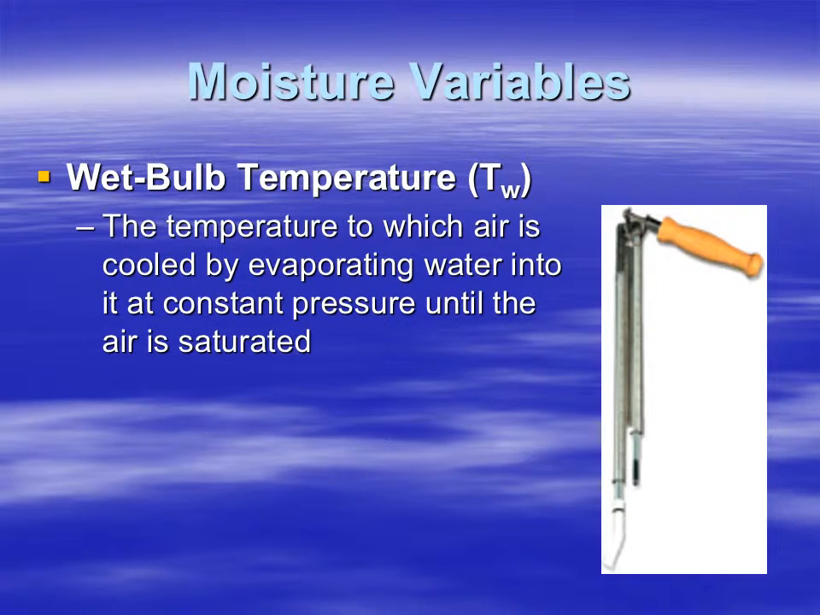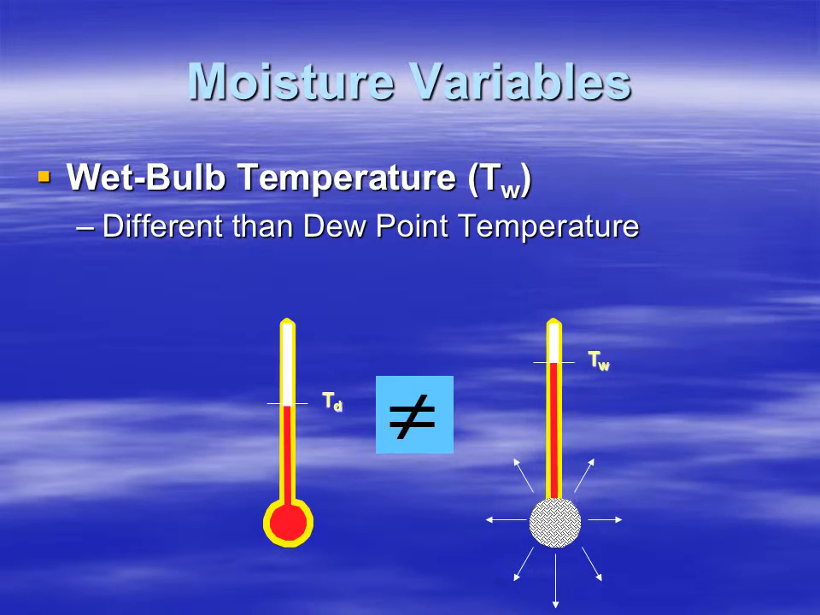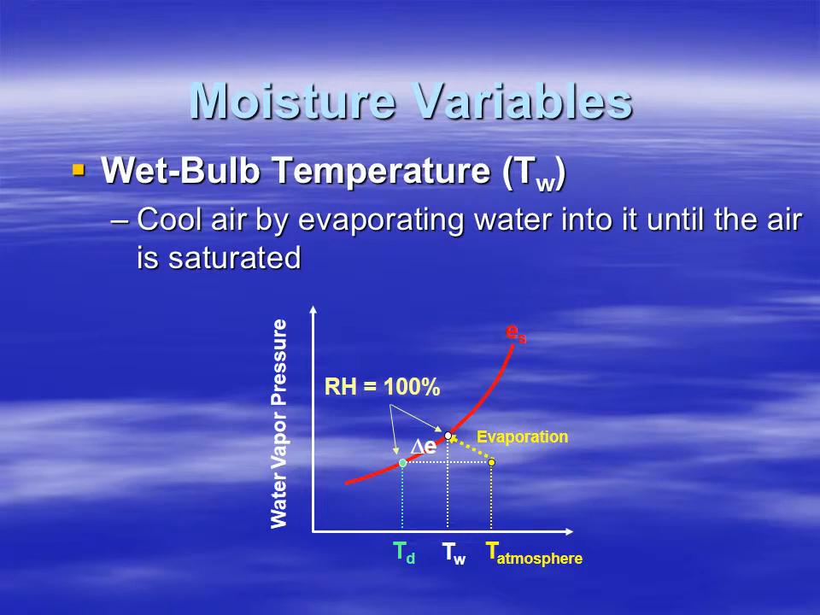Another moisture variable is the wet bulb. The wet bulb temperature is the temperature to which you have to evaporate water into the air, under constant pressure, to reach saturation. And the wet bulb is not the dew point, of course. They happen two different ways. With the dew point, we cool the air to reach saturation. In other words, we held the amount of water vapor in the air constant.